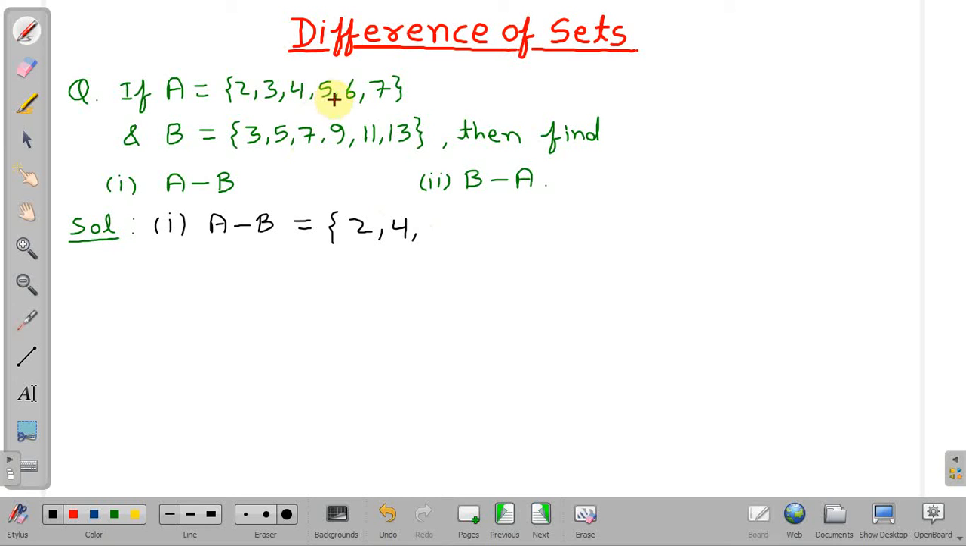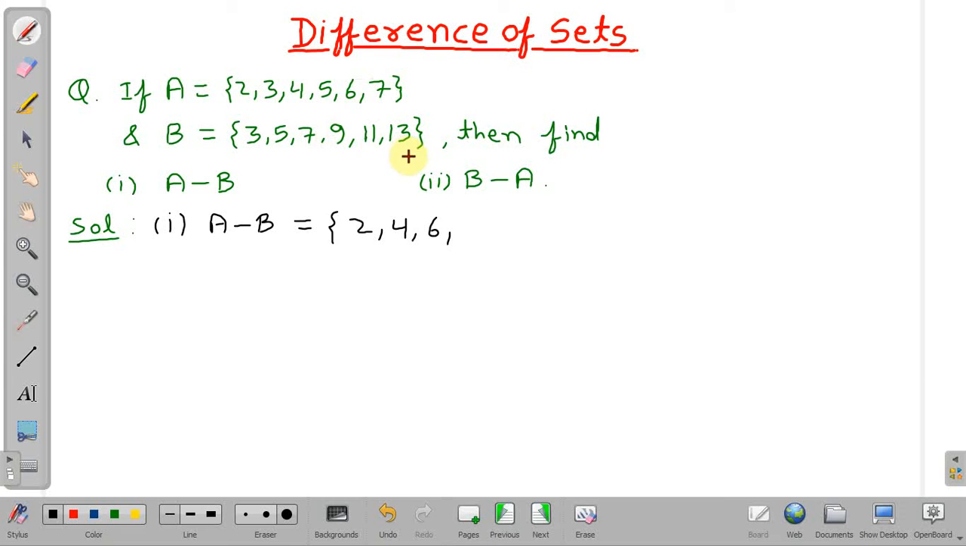The next element is 5, but it is also in B, so we will not consider this element. The next element is 6, which is not a part of set B, so 6 will be an element of A minus B. The next element is 7, which is a part of B also.